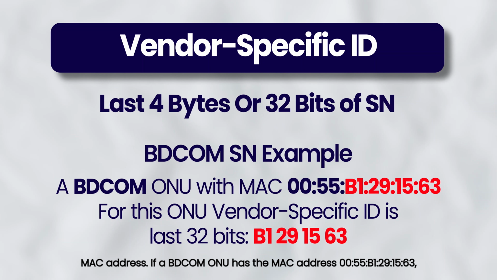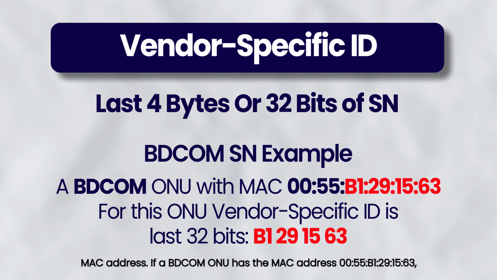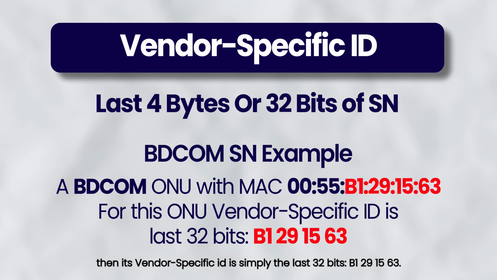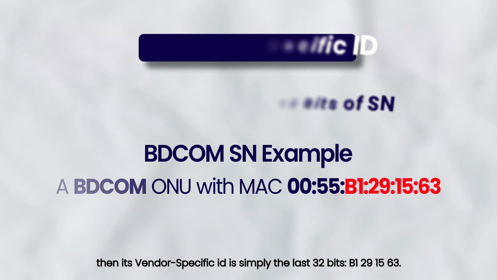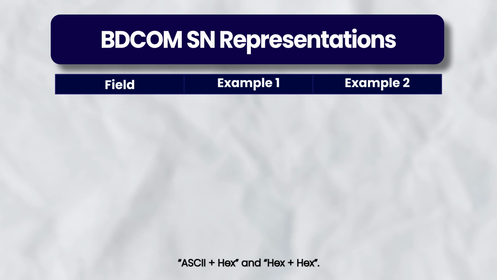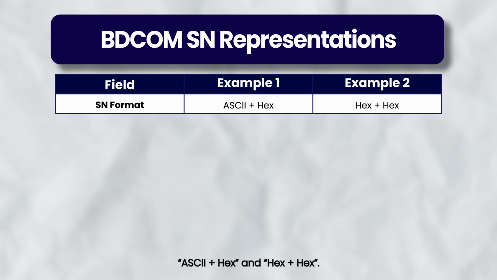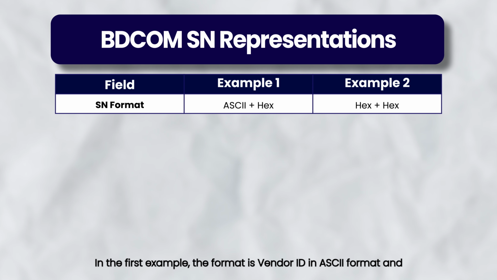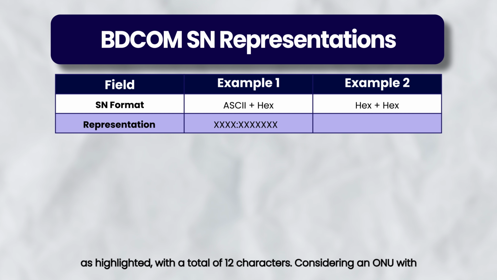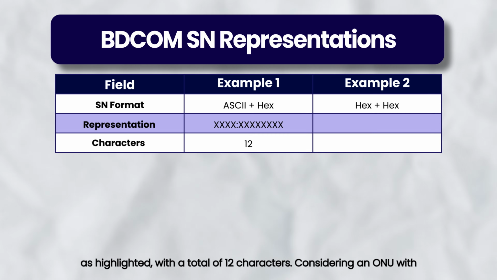If a BDCOM ONU has the MAC address 0055B1291563, then its vendor-specific ID is simply the last 32 bits, B1291563. BDCOM ONUs can represent their SN in 2 primary formats, ASCII plus hex and hex plus hex. In the first example, the format is vendor ID in ASCII format and vendor-specific ID in hex format. The format representation is as highlighted, with a total of 12 characters.